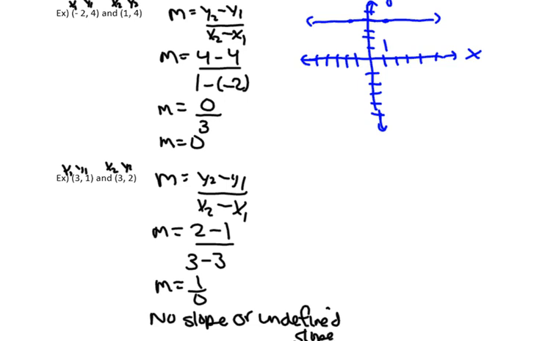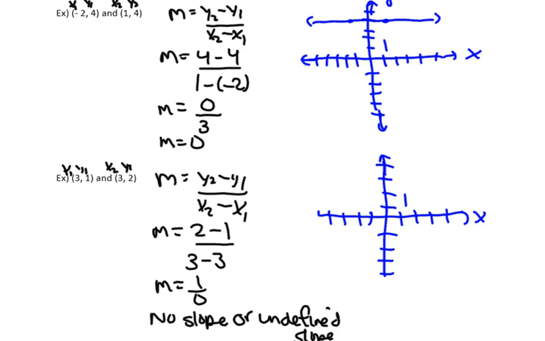Well, what type of line has no slope or an undefined slope? Well, again, similarly to what I did a minute ago, I can graph very quickly. So what do I have? 3, 1 and 3, 2. Well, if I connect those, we know that we have a vertical line. So a vertical line has no or undefined slope.